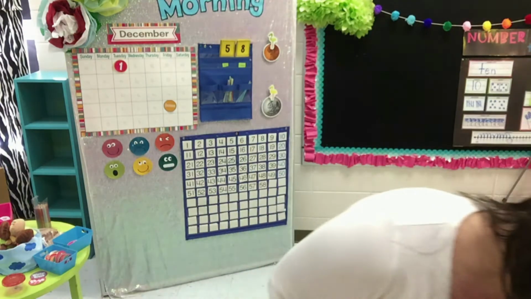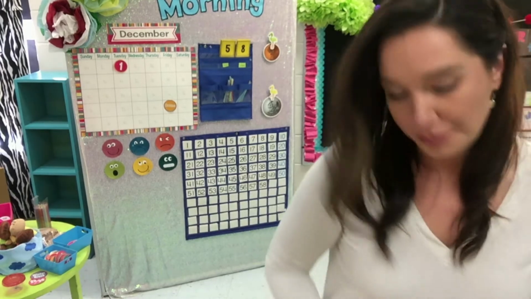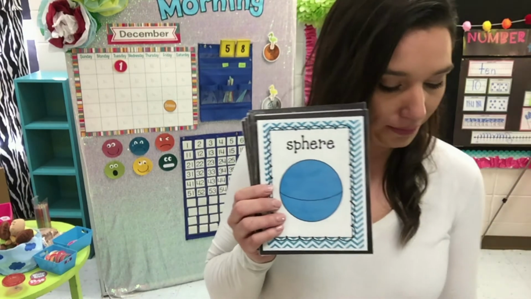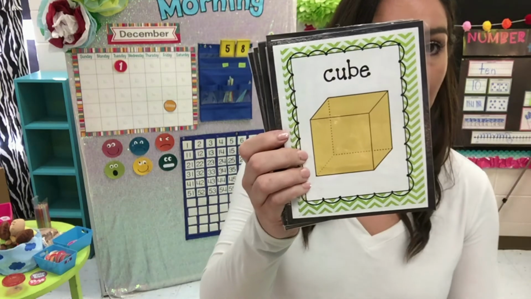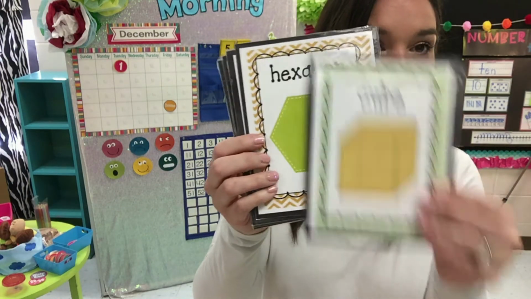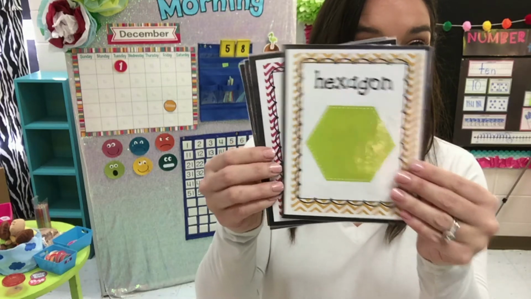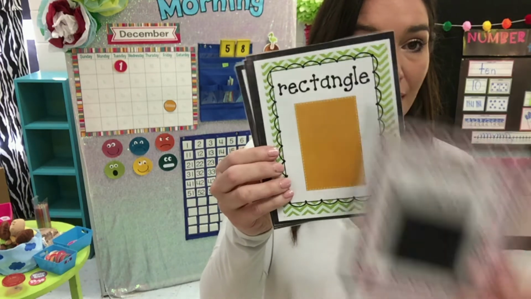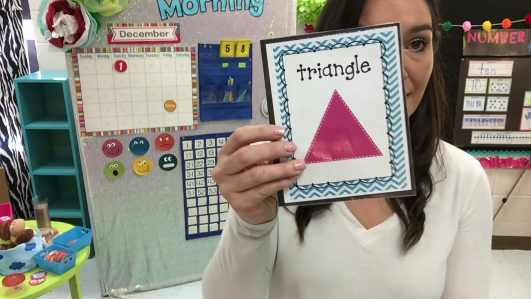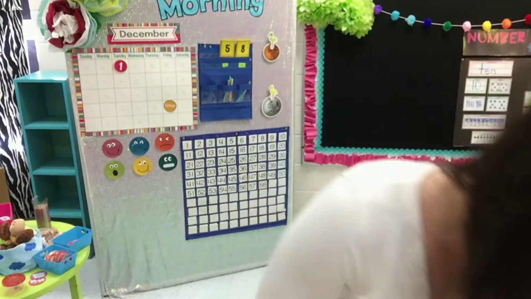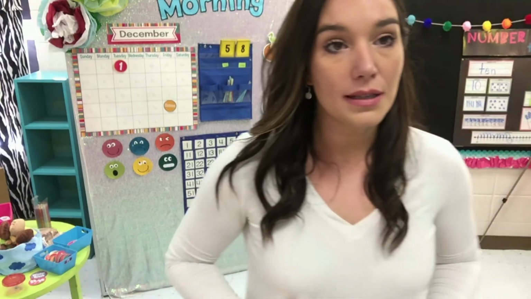Now let's do all of our shapes. You ready? Cone, sphere, cylinder, cube. That's the one we had today, wasn't it? Hexagon, square, rectangle, circle, triangle. Great job.